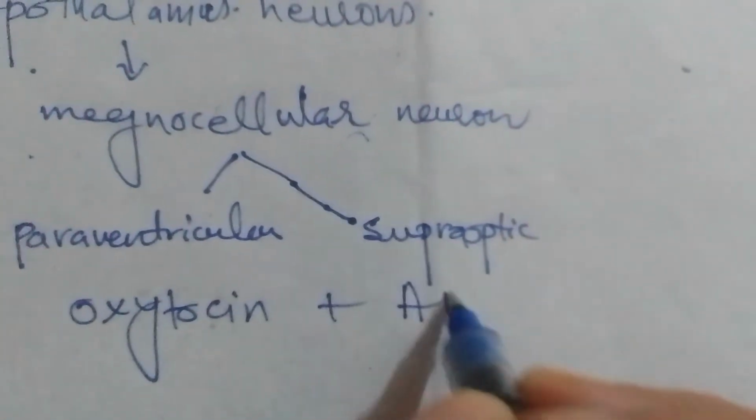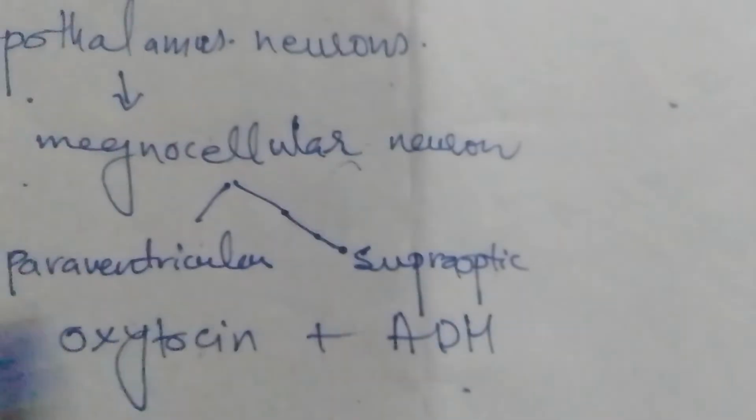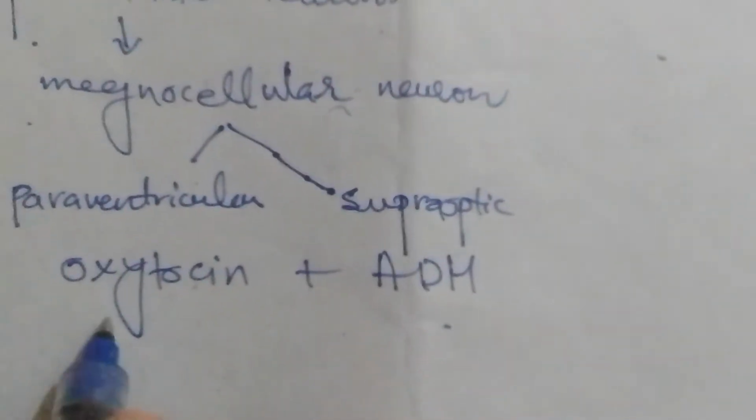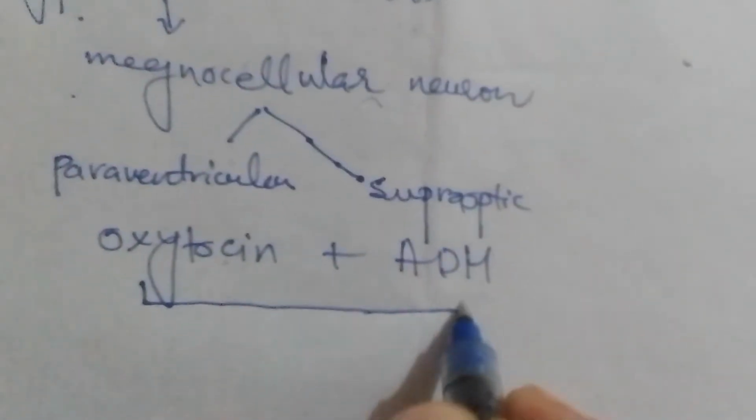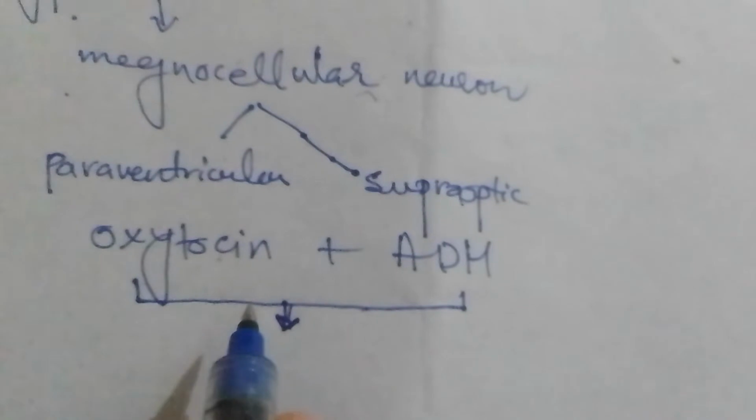as we discussed, oxytocin and ADH are synthesized in the hypothalamus, and then they are sent to the posterior pituitary and stored there until they are required in the body.